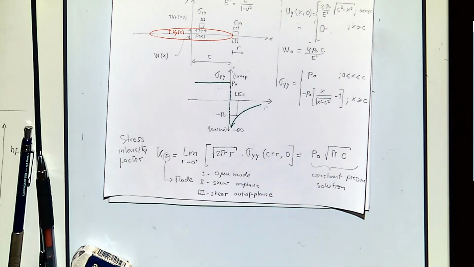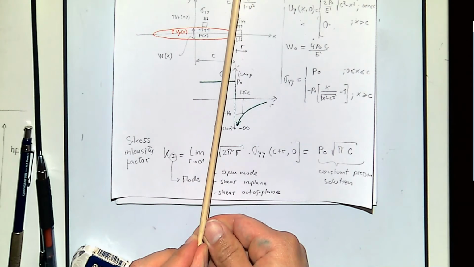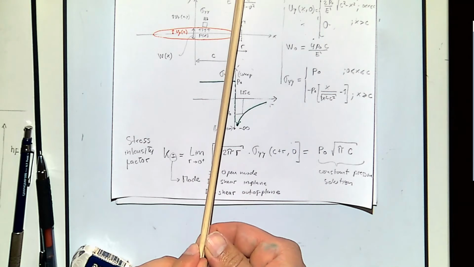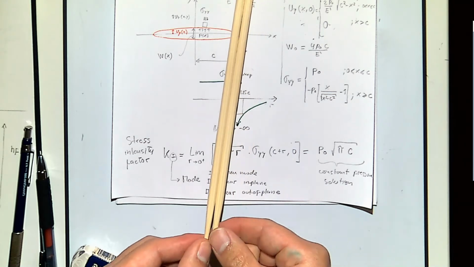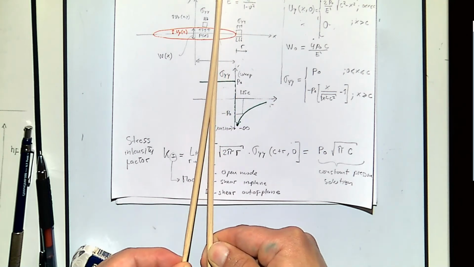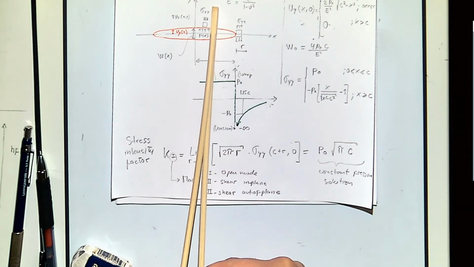And mode 3 is going to be out of plane shear, and out of plane is this: the fracture doesn't open like that, separating, but it's like this. The two faces get out of the same plane, and also you create shear at the tip.